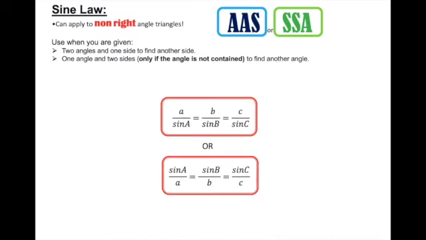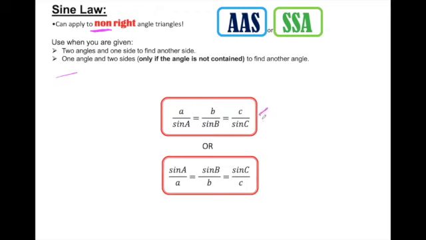For sine law, remember that it applies to non-right triangles only. So you don't have that little box that shows you that there's a 90 degree. So you know you're going to have to use sine law or cosine law, but we'll start with the sine law. So you're either given two angles and a side or two sides and an angle, but remember that the angle cannot be contained, which will make more sense when we go over cosine law because you won't be able to use sine law anyways if it is.